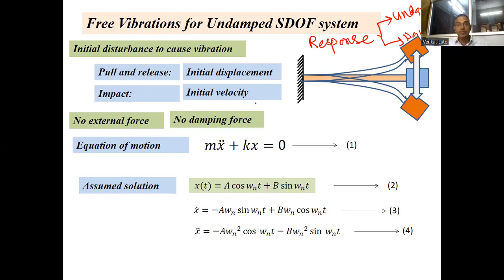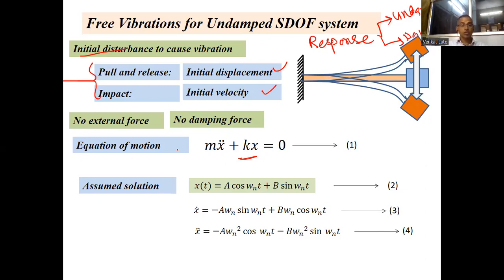Undamped means the damping term is not there, so there is no c term here. Very important while deriving this: what must cause the excitation to the structure? We call that the initial conditions. An initial disturbance to the system is required to find out the response. The initial conditions are initial displacement and initial velocity. Sometimes you may cause only initial velocity, sometimes only initial displacement.